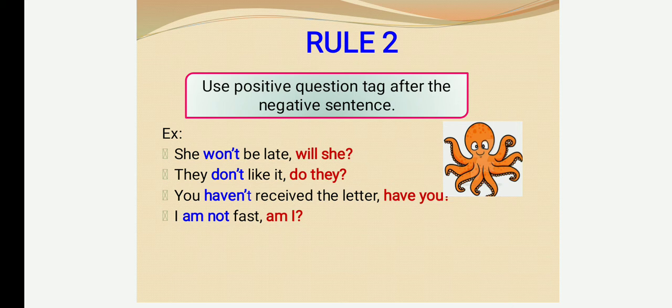So if we remove negative word from the helping verb will, it will become will she. So if we remove not from the word don't, it remains do they. If we remove not from the have, it remains have you. So if the sentence is in negative form, we are just going to remove not from the helping verb and we are going to write the helping verb along with pronoun and ends with question mark.